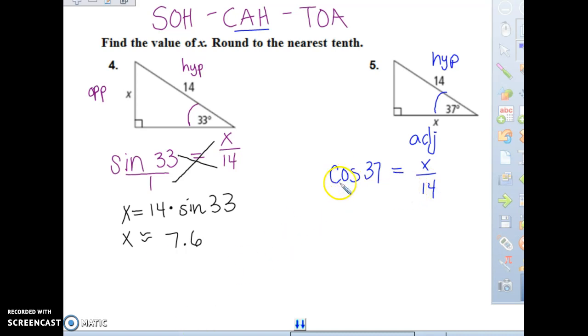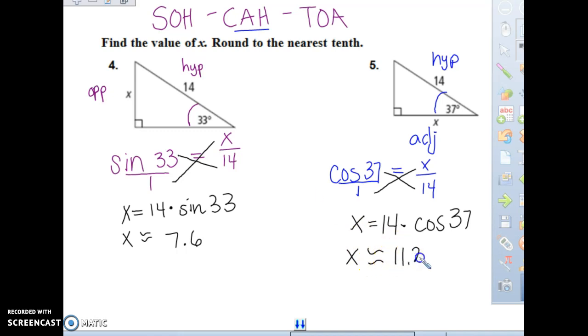We're going to turn this into a proportion, excuse me. So it looks like cosine of 37 touches the 14, x touches the 1. So we get x equals 14 times the cosine of 37. One decimal place on your calculators, 11.2.